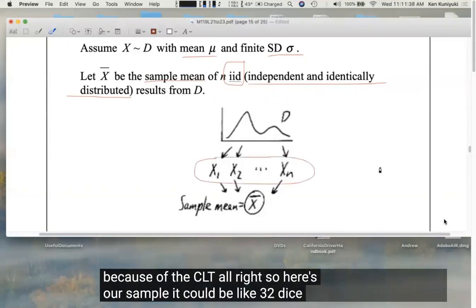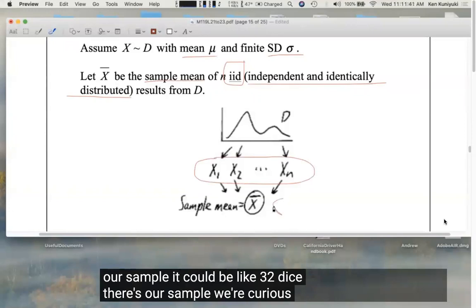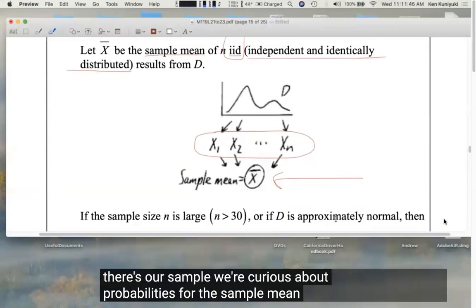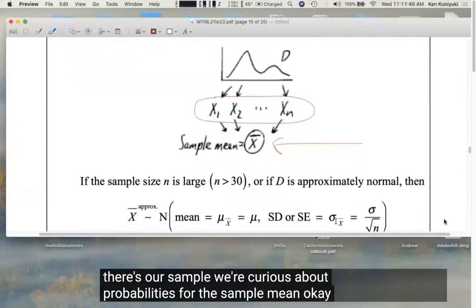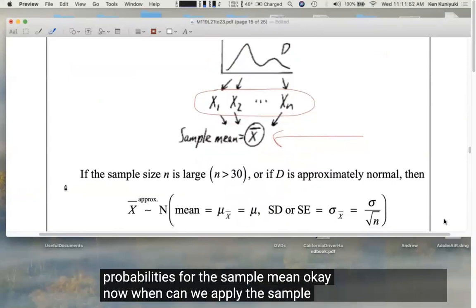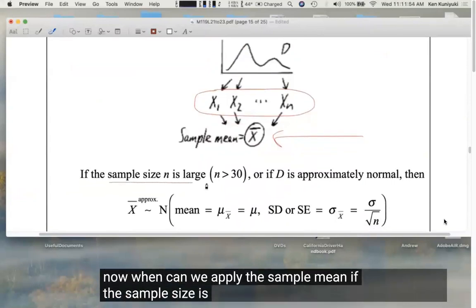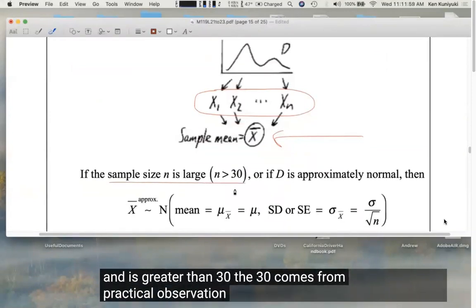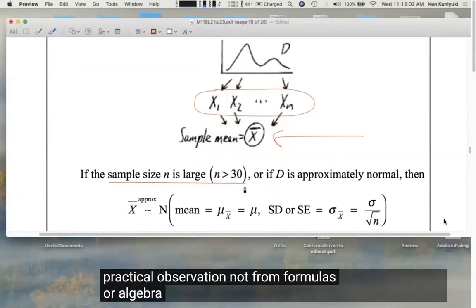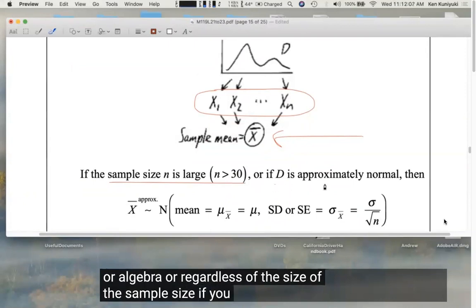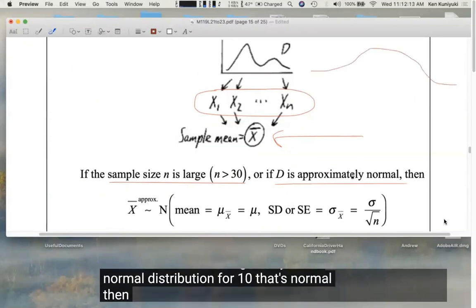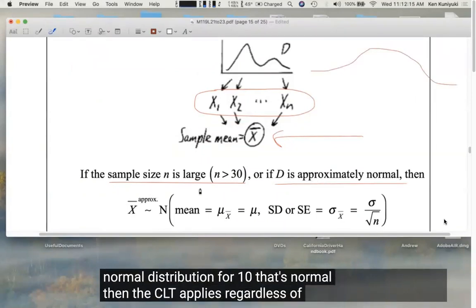All right, so here's our sample. It could be like 32 dice. There's our sample. We're curious about probabilities for the sample mean. Now, when can we apply the CLT? If the sample size is large, in particular, n is greater than 30. The 30 comes from practical observation, not from formulas or algebra. Or, regardless of the sample size, if Big Daddy D is a normal distribution, then the CLT applies regardless of the sample size.